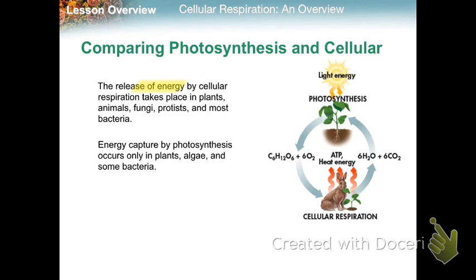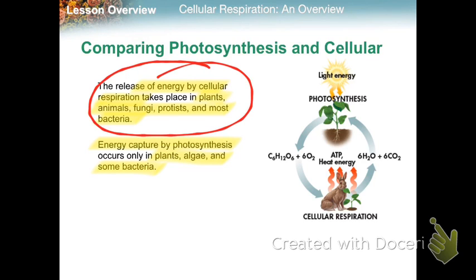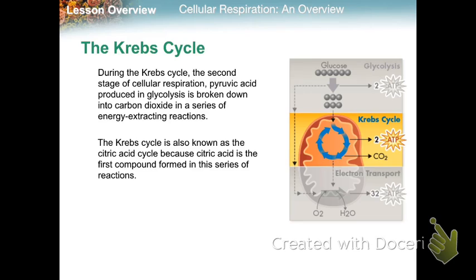The release of energy by cellular respiration takes place in plants, animals, fungi, protists, and most bacteria. Energy capture by photosynthesis occurs only in plants, algae, and some bacteria. So almost every type of living thing does cellular respiration. In fact, I'd challenge you to find a living thing that doesn't. Photosynthesis is a little bit more specialized.